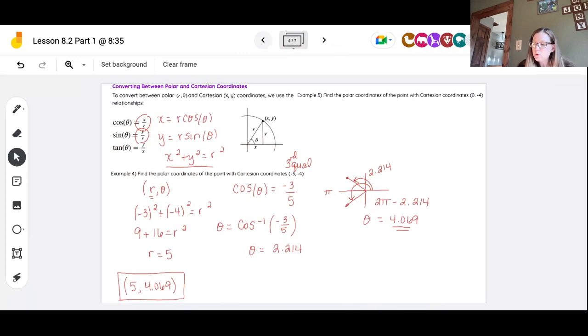All right, so find the polar coordinates with the Cartesian coordinates of 0, -4. So again, we have x, y. We need to find a radius and we need to find theta in order to find our polar coordinates. So I'll first start off by finding r, since I know that x squared plus y squared is r squared. So 0 squared plus -4 squared is r squared.